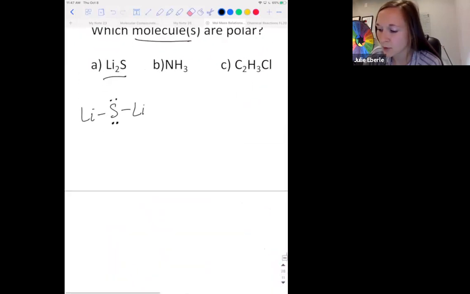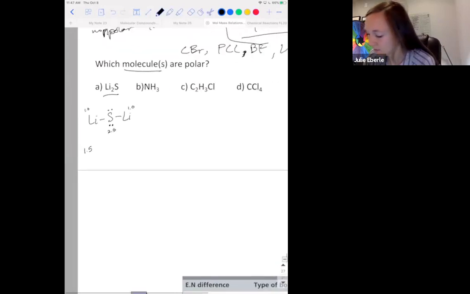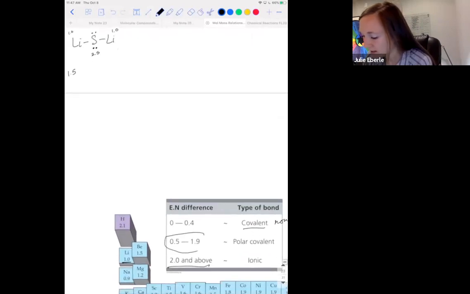Are these bonds polar? So lithium has an electronegativity value of 1. Sulfur we said was 2.5. So the difference is 1.5. Okay. Now that technically classifies it as a polar covalent bond. So we have polar bonds here.